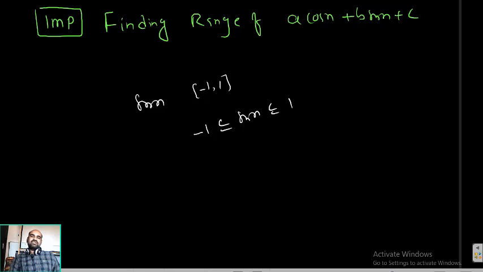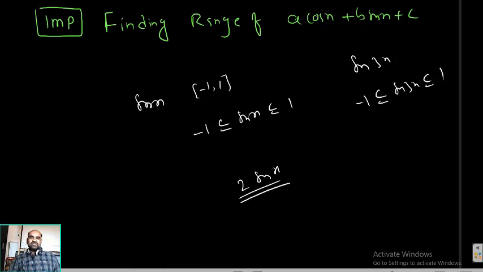Sometimes somebody will ask, what is the range of sin 3x? That is also -1 to 1 only. -1 is less than or equal to sin 3x, less than or equal to 1 only. Sometimes they will ask, what is the range of 2 sin x? Here you have 2, so multiplying 2 on either side, the inequality won't alter.